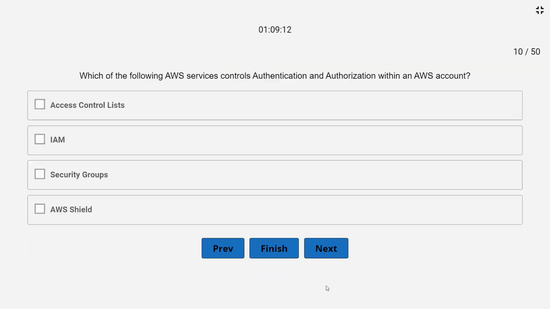Okay. So which of the following AWS services controls authentication and authorization? So yes, in case you meet a question that says certifications and attestations, then compliance with rules and regulations, what does it form part of? That's the AWS assurance program.